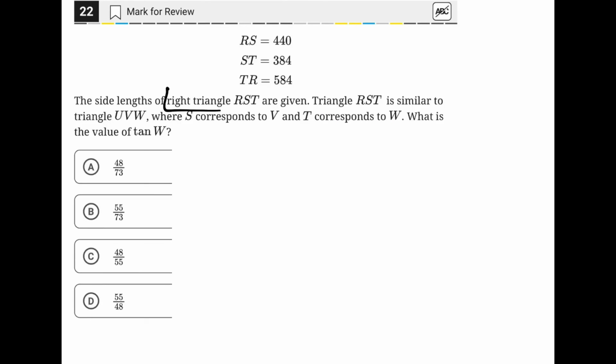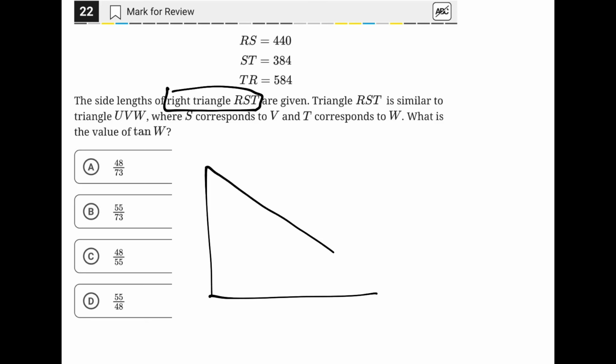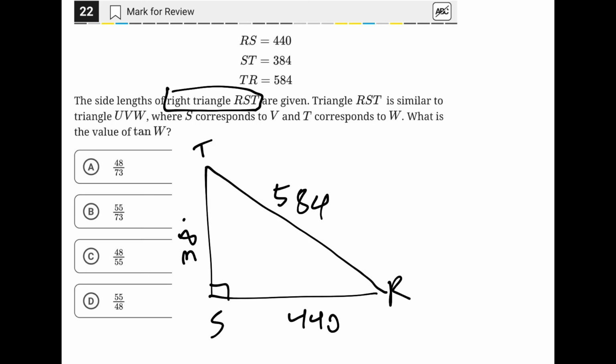So we're looking at a right triangle, RST, so let's draw it like this. I know that 584 is going to be the hypotenuse because that's the longest side. So we'll call this T, we'll call this R. And we'll make this 440, which means this is S, and then this is 384. Here's the other triangle. S corresponds to V, T corresponds to W, and R corresponds to U.